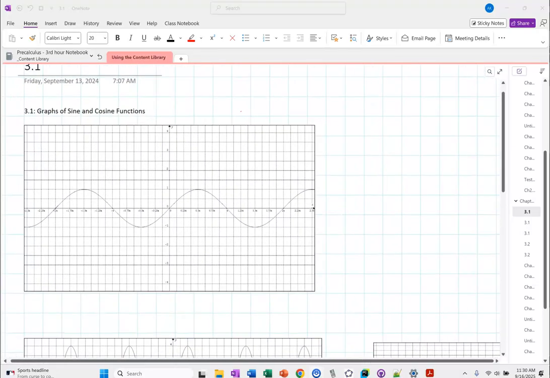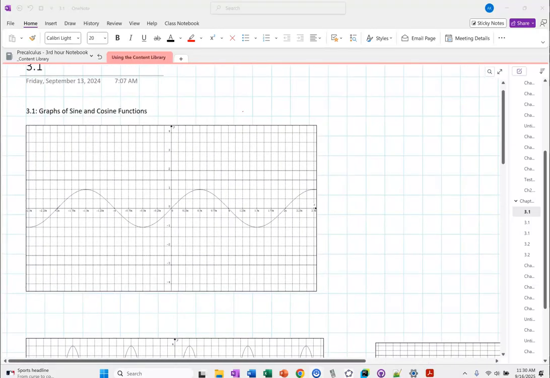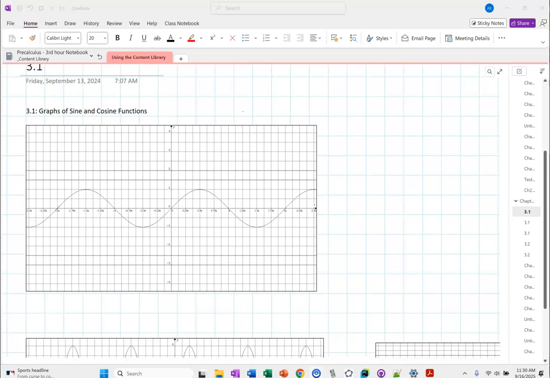All right. So what we're going to be talking about today is we're going to start talking about the graphs and the equations of graphs for sine, cosine, and tangent functions.